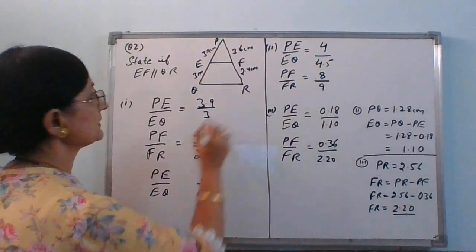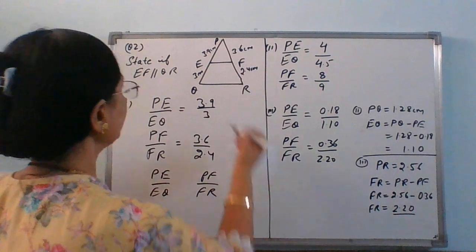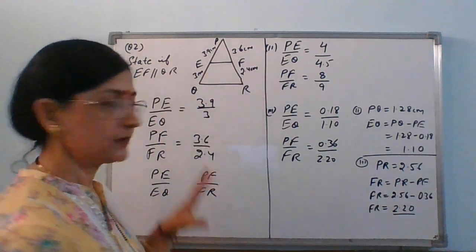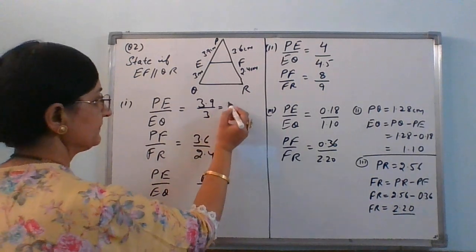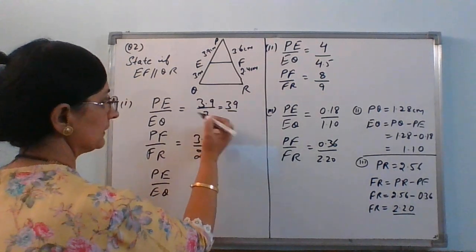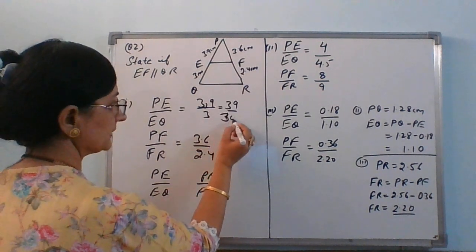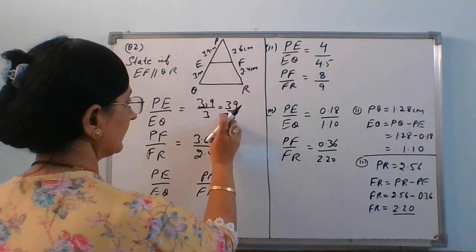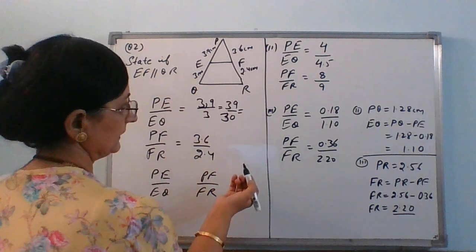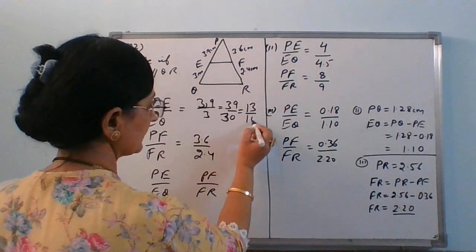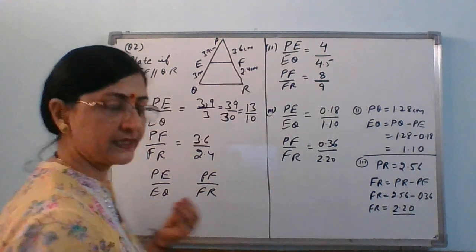There are 3 parts, first, second and third. Values have been given. The first part values I've written here, so I've already substituted the values. Now let us calculate here. So this is 39 upon, if you remove the decimal, we have to put 10 here, so this becomes 30. Now if we cancel, by the table of 3, 3 1s are 3, 3 3s are 9, and 3 10s are 30. 13 by 10 in the simplest form.